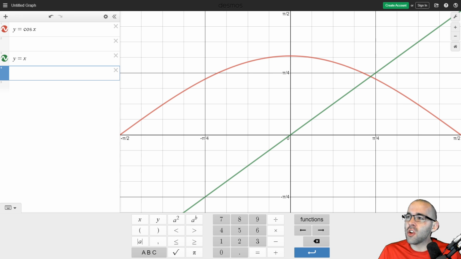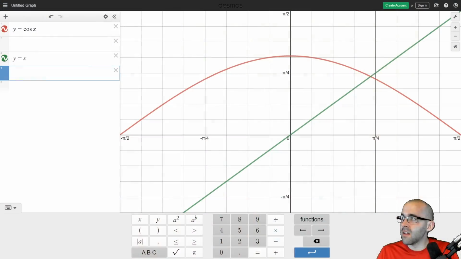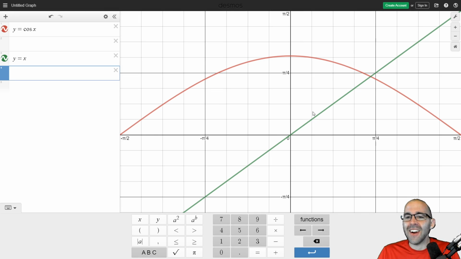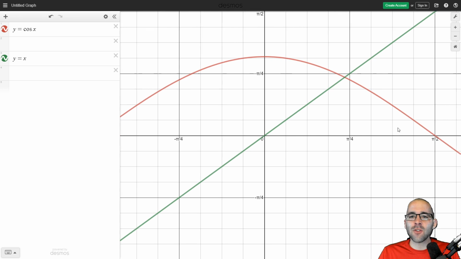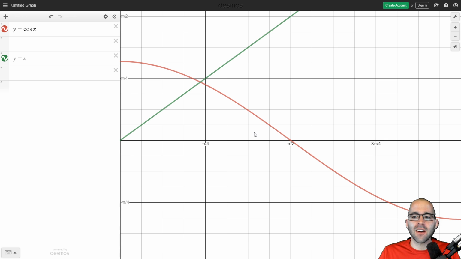But remember, we had two things that we wanted to talk about. Center at 0 if we can. We can't center at 0 here. If we center at 0, it still fails the horizontal line test. Or start at 0. So what we're going to do is just slide this over a little bit and start at 0. Because now, what do we have? Now we have a one-to-one function that passes the horizontal line test. And we can look, and this is going to have an inverse function as well.